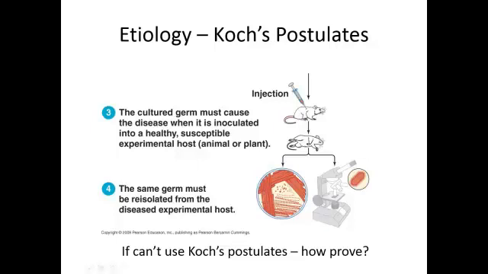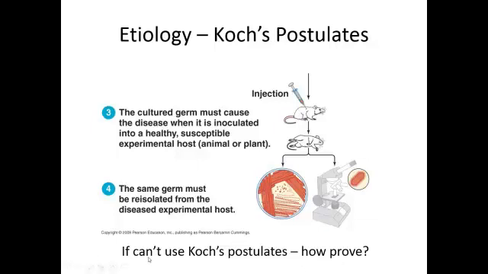So we can't use Koch's postulates. We can use most of Koch's postulates. HIV virus is only found in people who have eventually progressed to AIDS. It is not found in healthy populations, with the exception there are some people who are HIV positive who have not progressed. Bacteria and viruses and protozoa always have to throw in the exception.